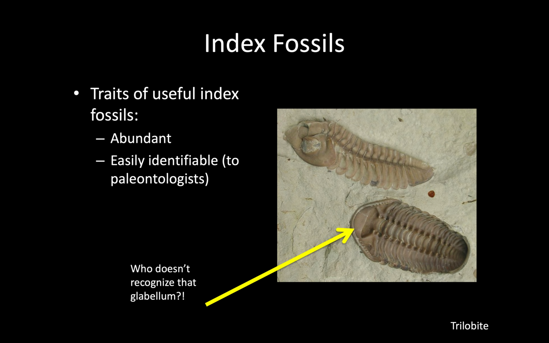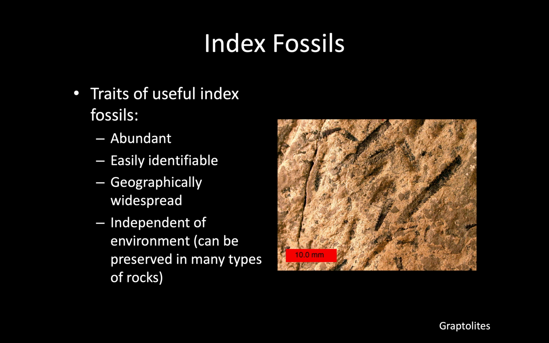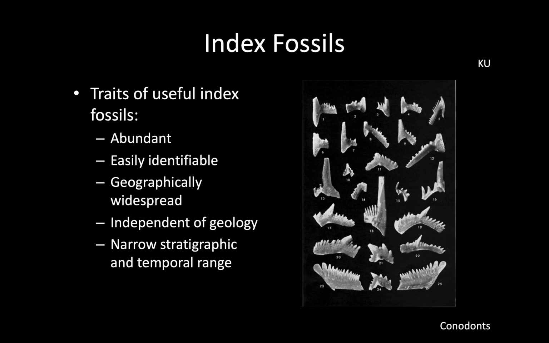It needs to be easily identifiable. What that means is it needs to have features that make it clear to a scientist what it is. It needs to be widespread geographically, meaning if I find a fossil that only exists in Florida, that's not going to be very helpful to me because I need to also date the stratigraphy in China or India or Pakistan. We need to have it geographically widespread. It needs to be independent of environment. What I mean by that is that organisms have to live in a variety of types of places.